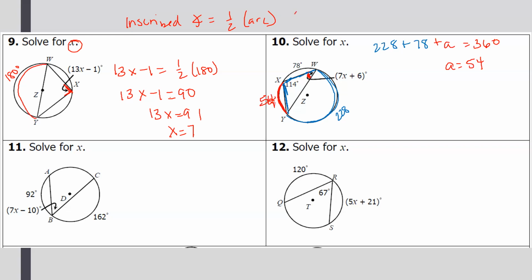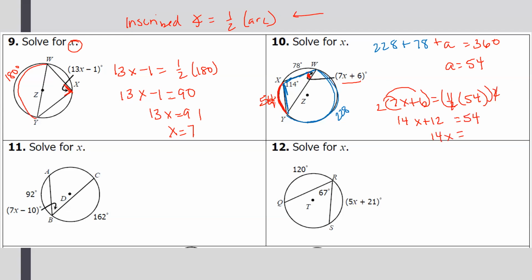Now we can jump to using our equation. The inscribed angle, okay, that's 7x plus 6, is equal to half of the arc inside of it, 54. You can multiply both sides by 2 if you want, or you could just multiply the 1/2 by the 54, whatever floats your boat. I'm going to multiply both sides by 2. Distribute your 2, so that's where I got the 14x plus 12. Half times 2 cancels out and gives me 54.